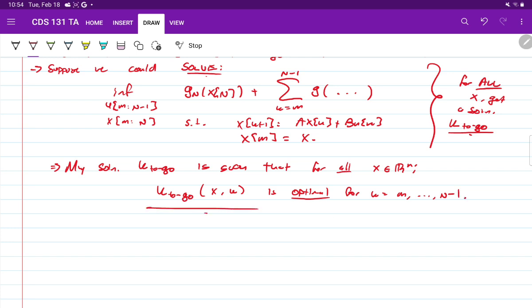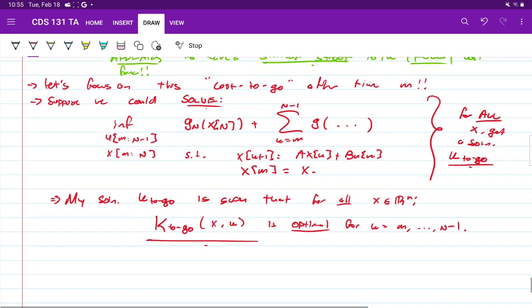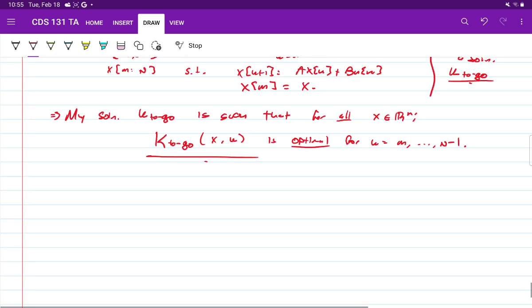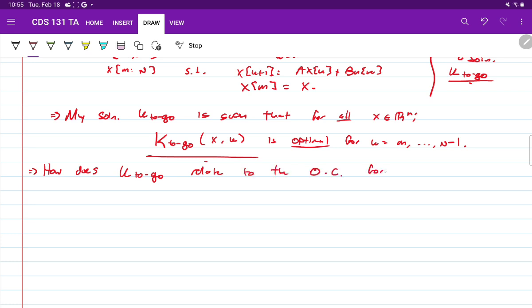Okay? So I'm able to find some sort of optimal control law. Let me just clarify, that's a big capital K to go. I'm able to find some optimal control law that actually solves this problem for all of my states. Okay? Maybe this is something we could do because the problem's a little easier, right? So how does this optimal control law relate to my optimal control law for the original problem? So how does K to go relate to the optimal control for the full problem?